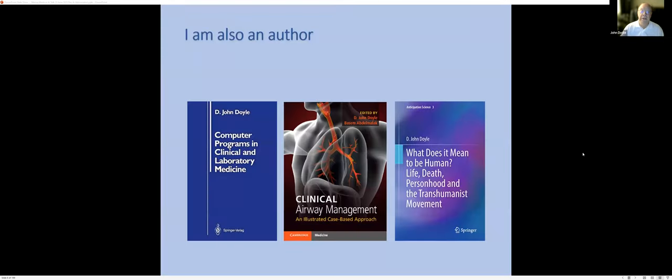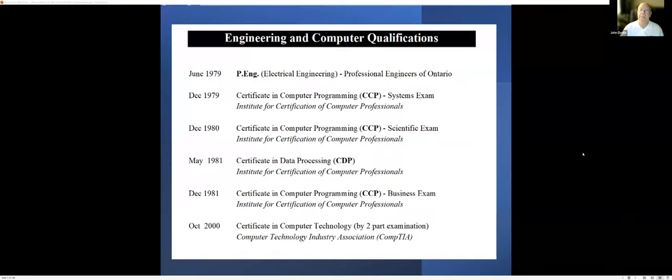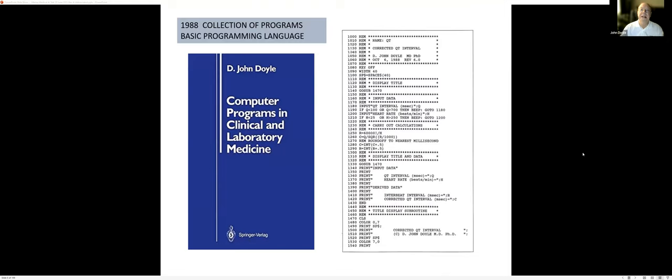I'm also an author. We'll take a look at some of the material I've written. Some of it's philosophical, some of it's clinical, and some of it is technical. My engineering qualifications involve a PEng certification and a PhD in electrical engineering, various certifications in computer programming, and I still play with computers a lot. In fact, in 1988, I wrote this book, Computer Programs in Clinical Laboratory Medicine, in the BASIC programming language, which pretty much nobody uses anymore.